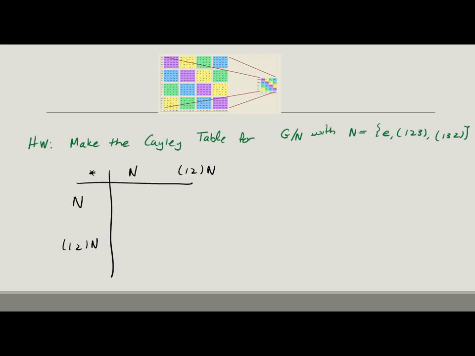So I just gave you an example of a normal subgroup in S3, and I just wanted you to try it out. Make the Cayley table for G/N, with N equal to that normal subgroup that we just did. Run through it. Should be fairly easy.